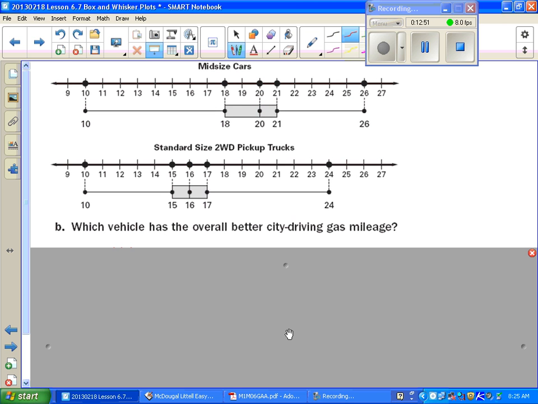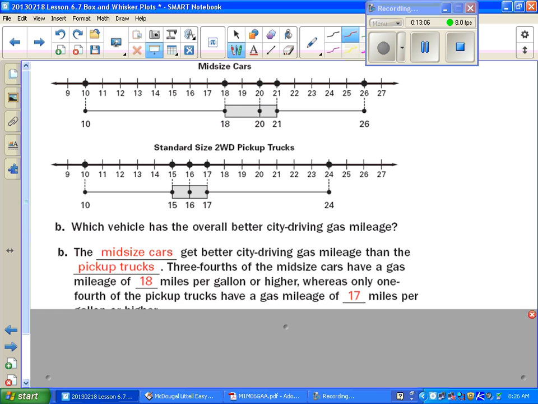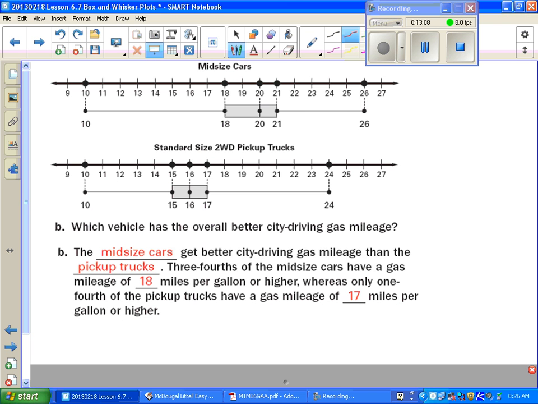It says which one has better overall city driving gas mileage. Now, most people would understand without even looking at these charts that the cars would have better than the pickup trucks, but let's see just why. It says 3/4 of the mid-size cars have a gas mileage of 18 miles per gallon or higher, whereas only 1/4 of the pickup trucks have 17 miles per gallon or higher.